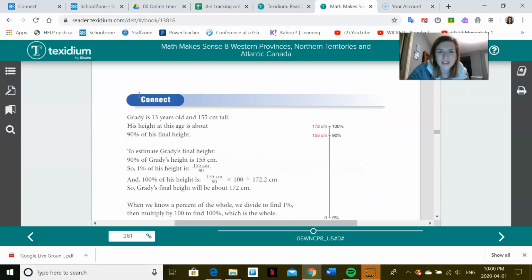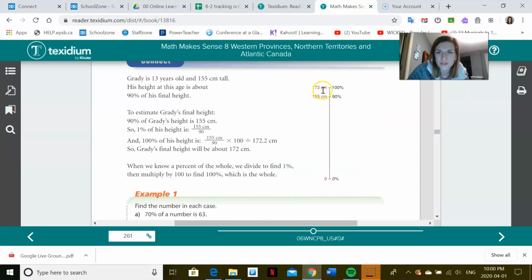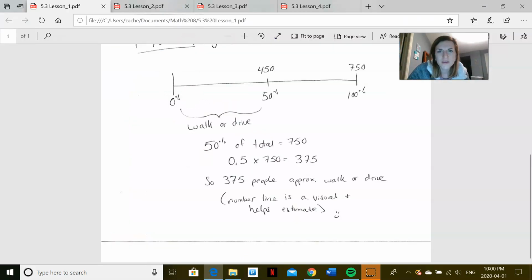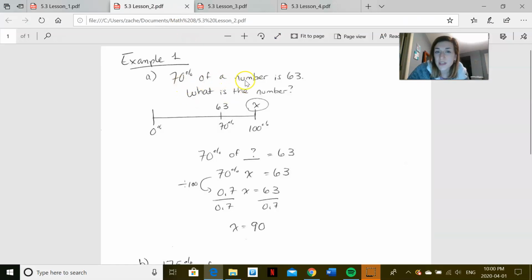If we go to the next section in the textbook, you can see that they use number lines even to estimate height. And then we're going to go to a different type of problem. In this problem, they're going to tell us that 70% of a number is 63, but we have to figure out what the actual number is, kind of like in the bus example. So if 70% of a number is 63, what is the number?